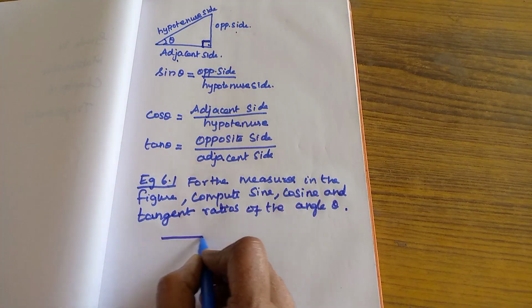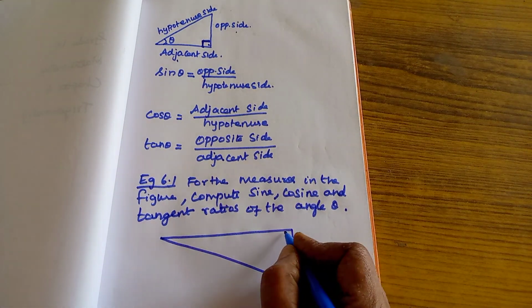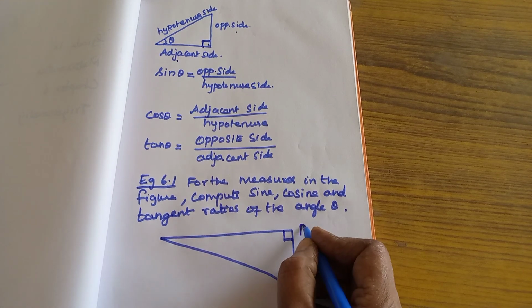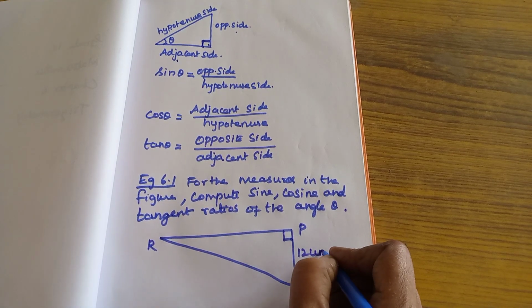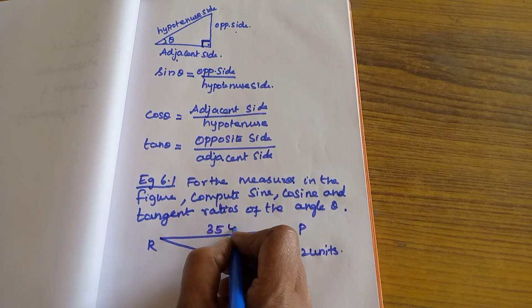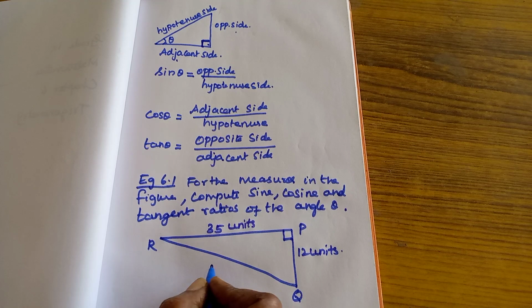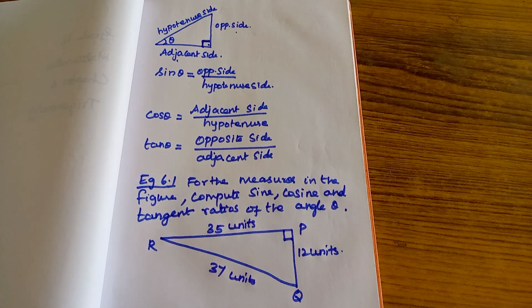Draw the diagram. This is one right triangle with a 90 degree angle. It is given P, Q, R. It is 12 units, it is 35 units, and 37 units. So the diagram will be given in the question. We should know to identify the opposite side and hypotenuse. First sin theta needs to be found. Here the question asks, for the measures in the figure, compute sin theta, cos theta, tan theta. We have to find them out.